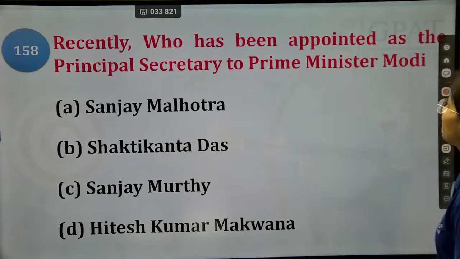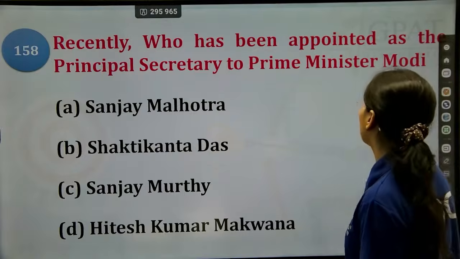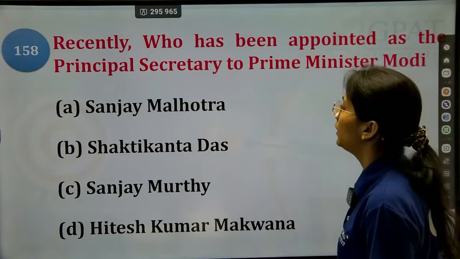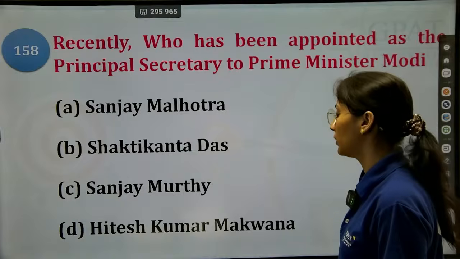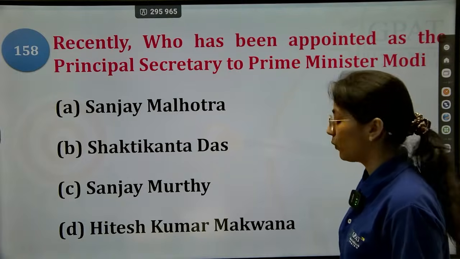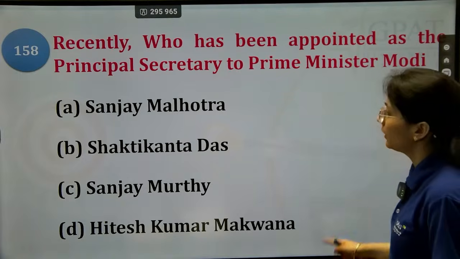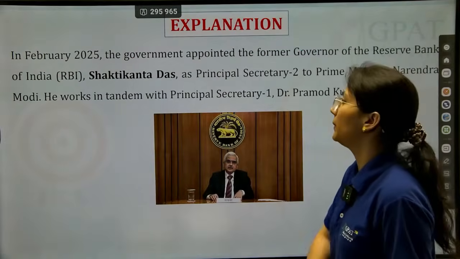Next, recently, who has been appointed as the Principal Secretary of Prime Minister Modi? Sanjay Malhotra, Shaktikant Das, Sanjay Murthy, Hitesh Kumar Makwana. So the answer is what? The answer is Shaktikant Das. Option number B is correct.